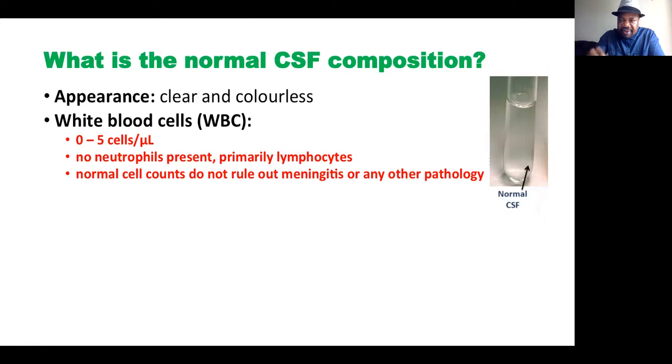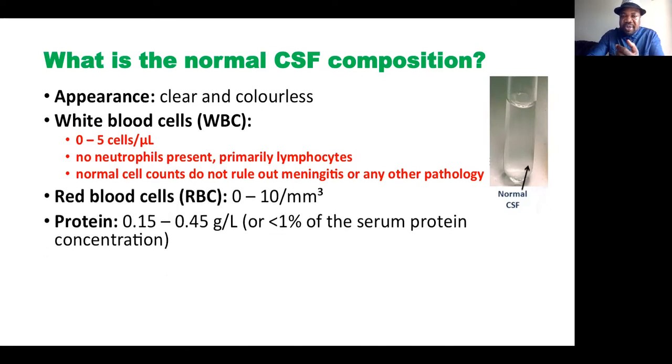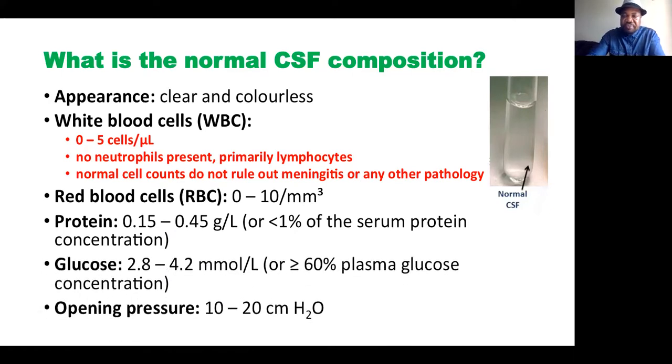So you just need often to match this with the clinical presentation of the patient as well. Okay, then the red blood cells here, usually it's less than 10 cells, and the protein is usually less than 1% of the serum protein concentration. So this is how the normal CSF composition should be. Now, the glucose level in CSF should be 60% or above of the plasma glucose concentration.